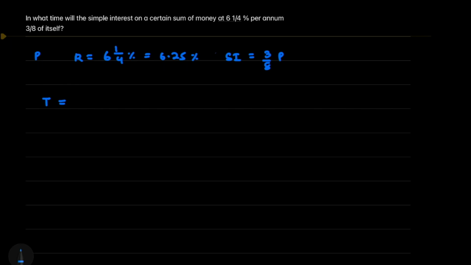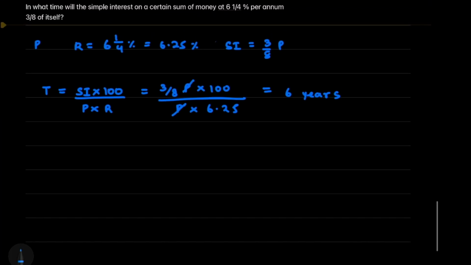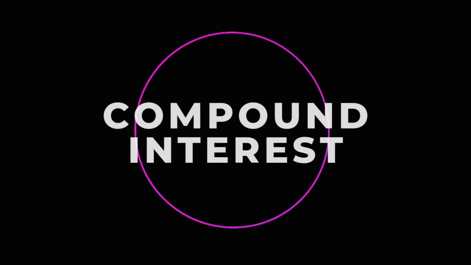So using the formula we already know, time is equal to simple interest divided by principal into rate. So our simple interest is 3 by 8 of principal into 100 divided by the principal P and rate of 6.25. So the P cancels out in both, and this gives us the value of 6. So to get the simple interest on this principal to be 3/8 of itself, it needs 6 years. This brings us to the end of our questions on simple interest, and now we will be moving on to a more complex structure of calculating interest, and that is compound interest.